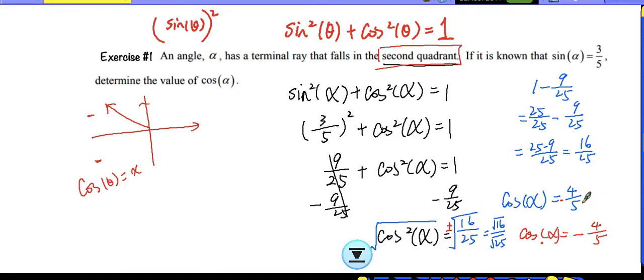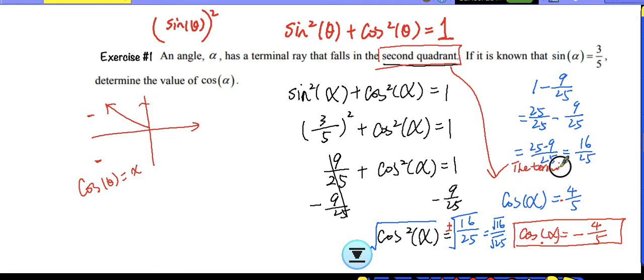But the final answer tells us this is second quadrant. So that's why the answer is only negative. So that's why this should be our answer. So the terminal ray is in quadrant 2. So cosine alpha is only negative.